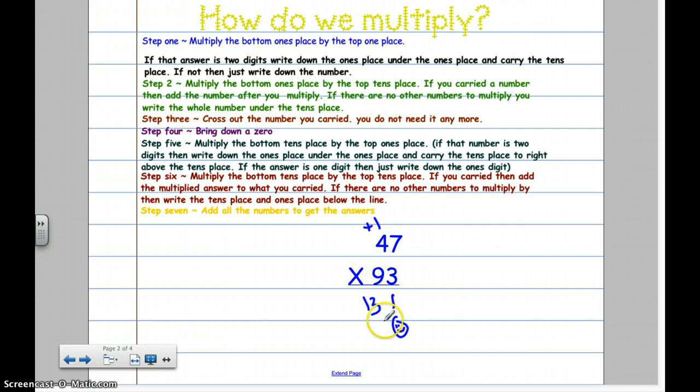9 times 7 is going to be 63. I'm going to mark off this 1, and I'm going to put the 6 up here. 9 times 4 plus 6 is going to be 42. And then I'm going to add. And that gives me 4,361. So ones place times the ones place times the tens place, tens times ones, tens times tens. And don't forget to bring your 0 down.